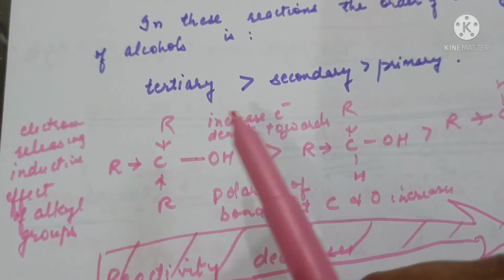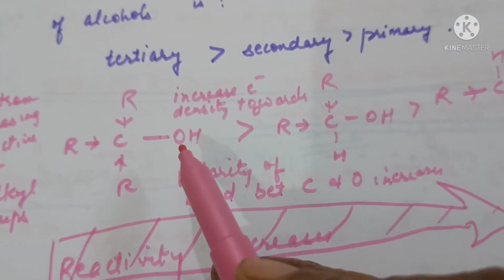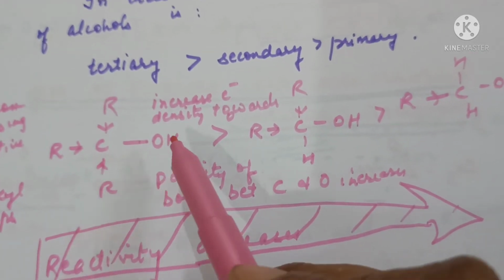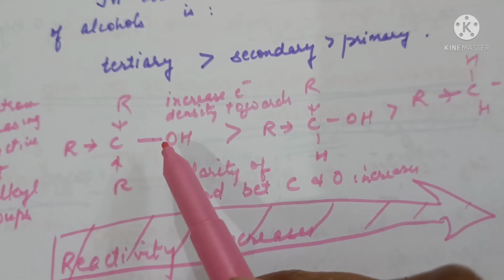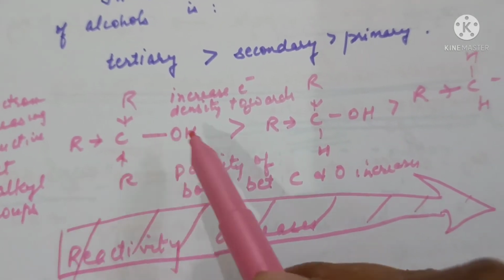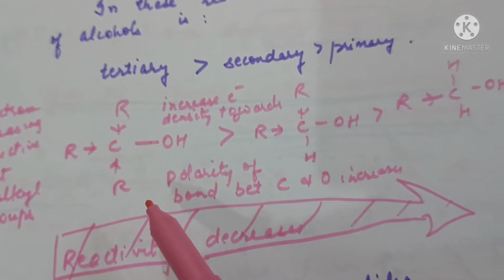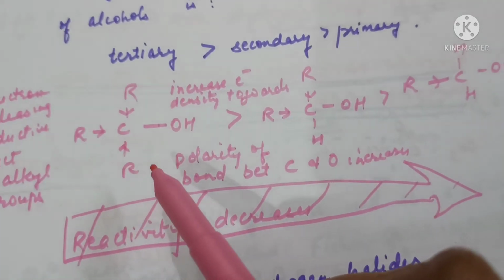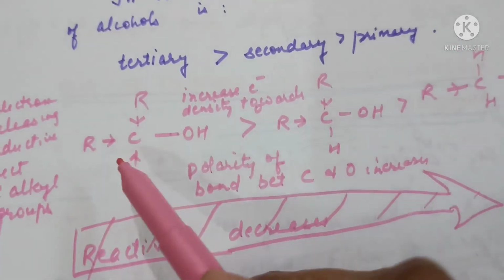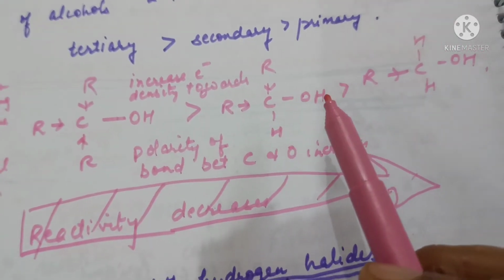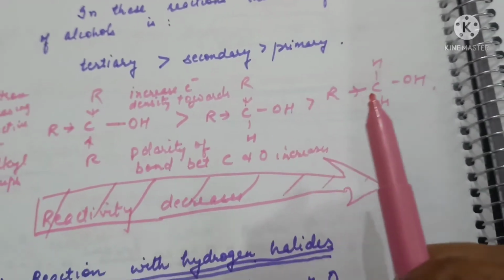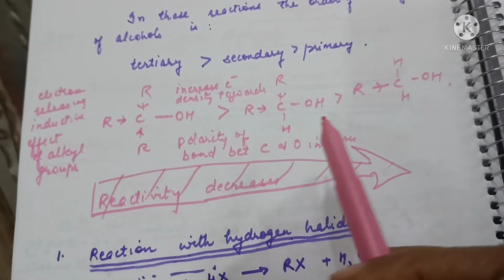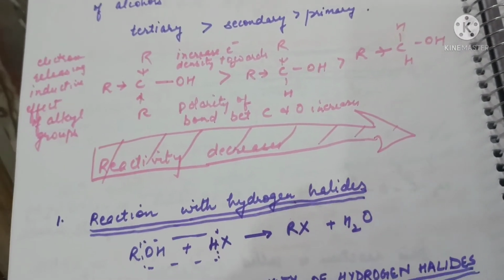So electron releasing group will increase the electron density towards the oxygen. So this carbon-OH bond becomes more polar and is easier to break. More the number of alkyl groups, the easier this bond can be broken. So a tertiary alcohol will be more reactive than secondary, will be more reactive than primary alcohol. So we can say that moving from left to right, the reactivity decreases.